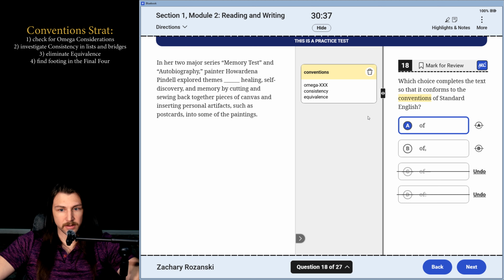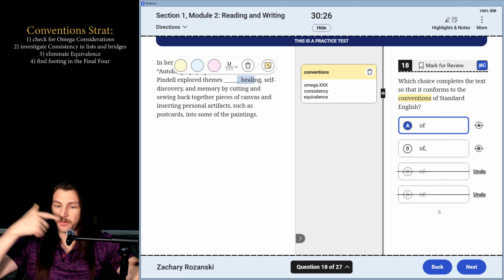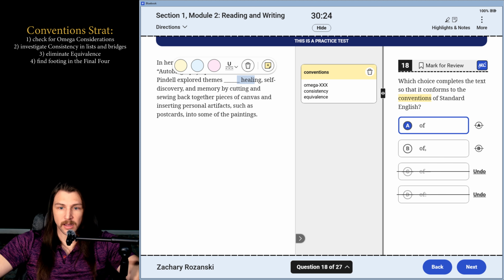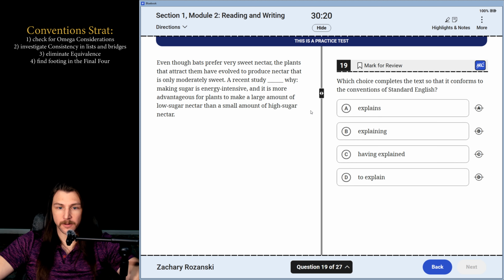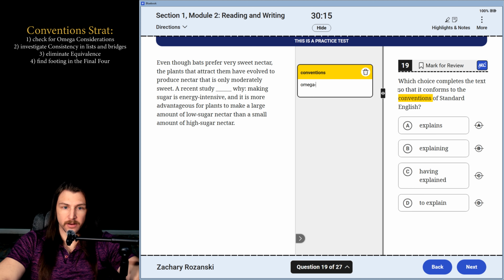I'll bias this little a because a comma after of is weird, but now I'm going to read it and see what I've got. We've got our subject. He explored themes of healing, right? So just because it's a list doesn't mean we have to introduce all lists with colons. This of wants unimpeded access to the list, and we're going to lock in A.